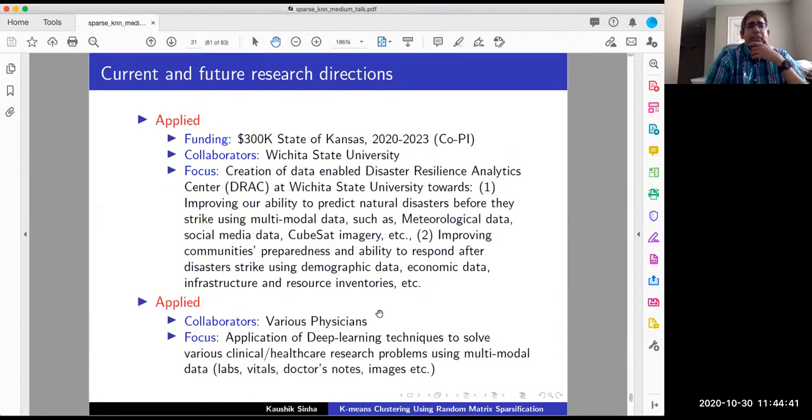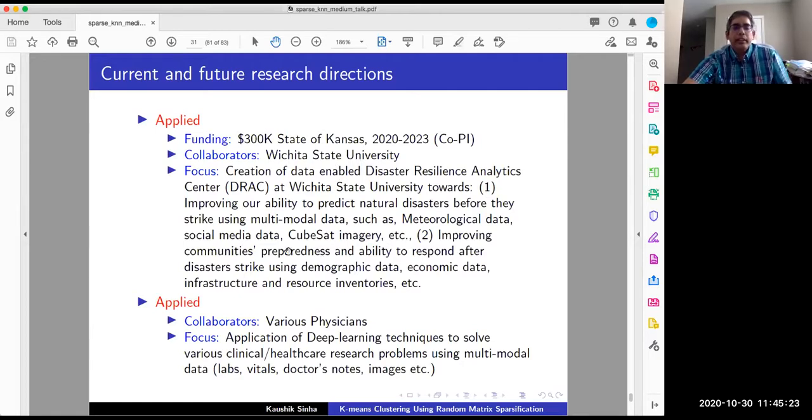On the applied side, we have a couple of things going on. We recently received funding from the state of Kansas for the creation of a data-enabled disaster resiliency analytics center, or DRAC, at Wichita State. The goals are to improve our ability to predict natural disasters beforehand using multimodal data such as meteorological data, social media data, CubeSat imagery, and so on, and also to improve the community's preparedness and ability to respond after a disaster strikes. So it's a resiliency prediction based on economic data, the poverty and income of different communities, and so on.